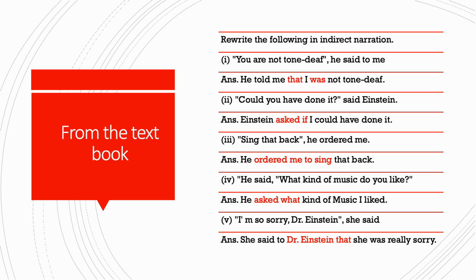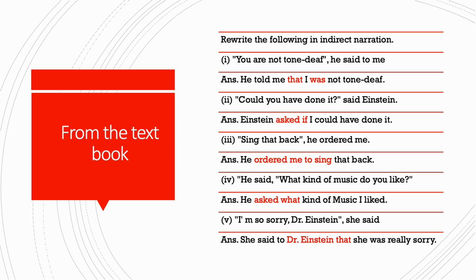The next one, could you have done it? Here it's a question mark. So since it's not a WH question, you have to use the word if and you have to use asked. So Einstein asked if I could have done it. The next one, sing that back. So it's an order given. So he ordered me to. It's an imperative sentence, so we have to use an infinitive here. So he ordered me to sing that back.